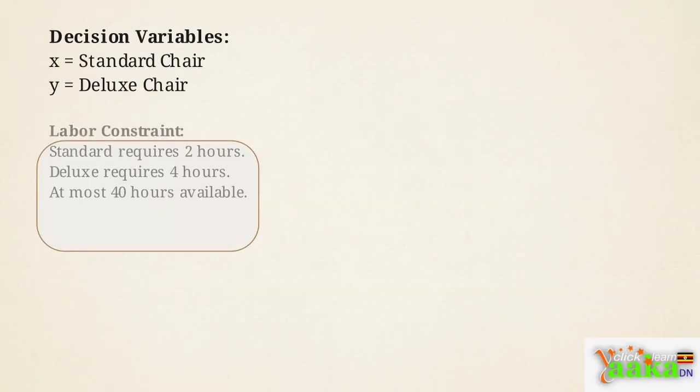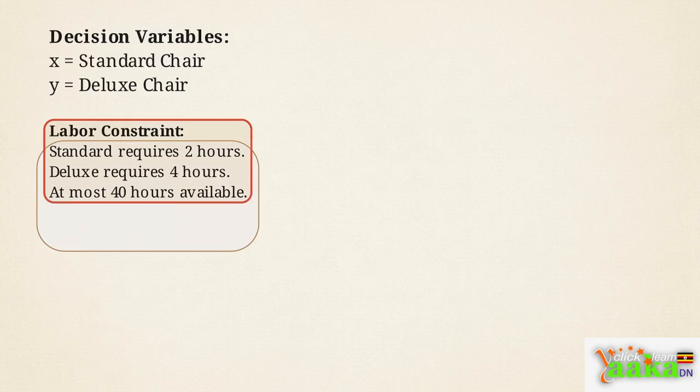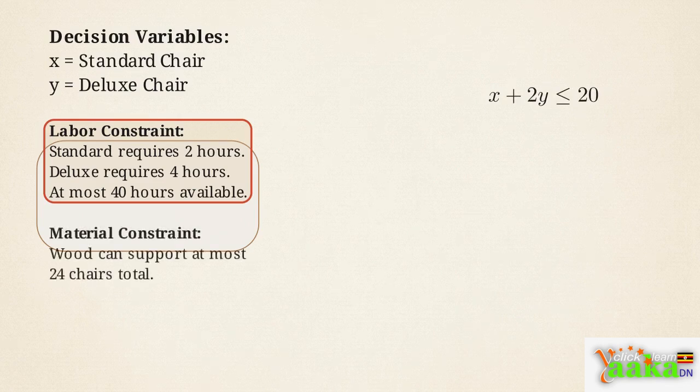Let's look at labor. The workshop has at most 40 hours of labor available. Since a standard chair takes 2 hours and a deluxe takes 4, we write 2x plus 4y is less than or equal to 40. We can simplify this by dividing everything by 2, giving us x plus 2y is less than or equal to 20.